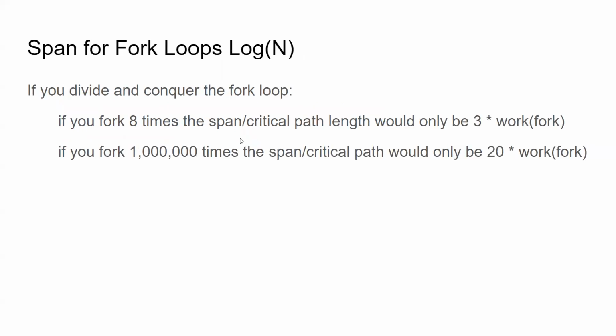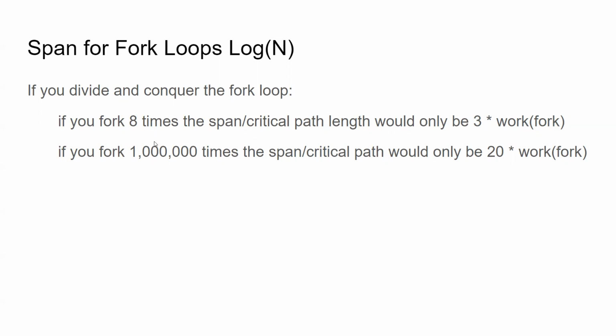The work and span for fork loops is interesting in that if you take a divide and conquer approach, you can get pretty nice span performance. So imagine you have a fork loop and you're going to fork 8 times in that fork loop. If the work was 10 per fork, you would do 80 work in just executing the fork loop, just to get it going. The span, if you divide and conquered it, would only be log of n. So there'd only be 3 times the work. So the span would only be 30 as opposed to 80.